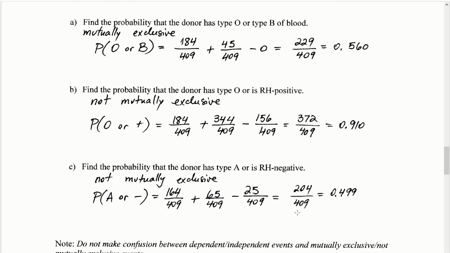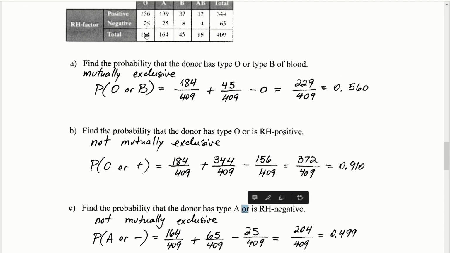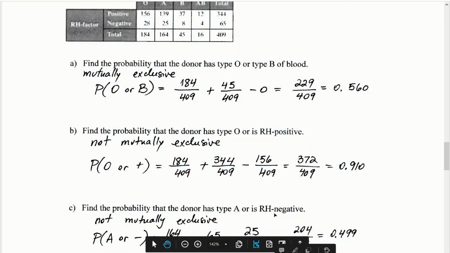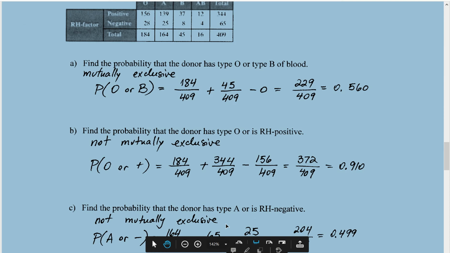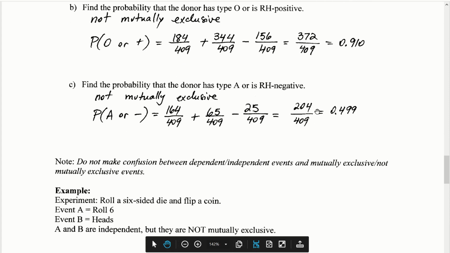So look at part C. Let's find the probability that the donor has A or Rh negative. It's another OR probability, so we're using the addition rule. The probability of A is 164 out of 409. The probability of an Rh negative would be this row sum. That's going to be 65 out of 409. And then you have to subtract off those that are both A and Rh negative. Well, the A and Rh negative would be these 25 out of 409 individuals. So altogether, we would have a probability of 204 out of 409, which is just a shade under a half, 0.499.